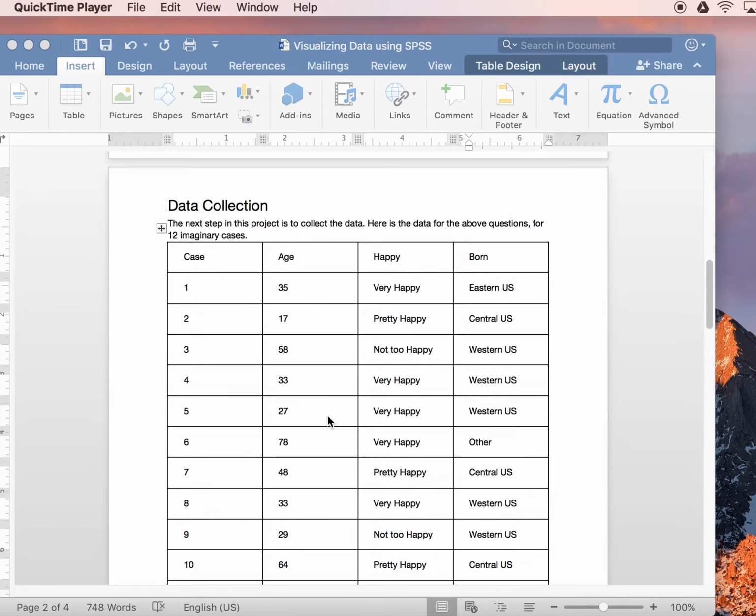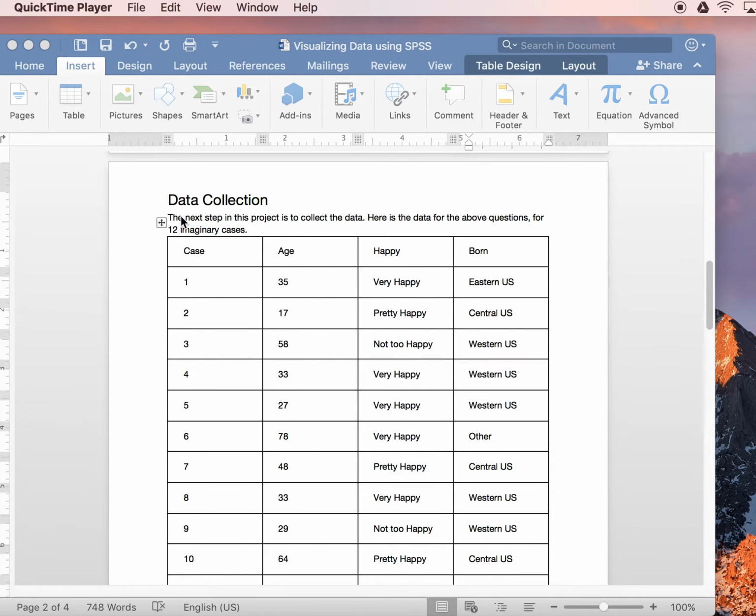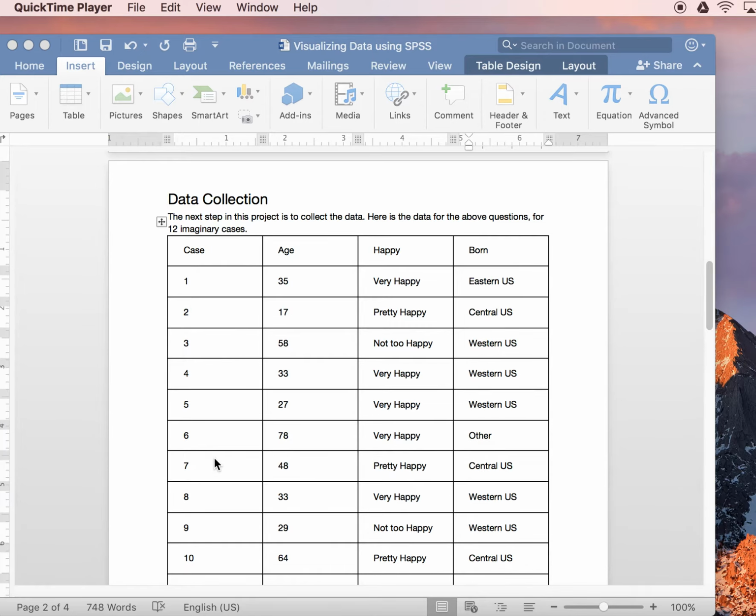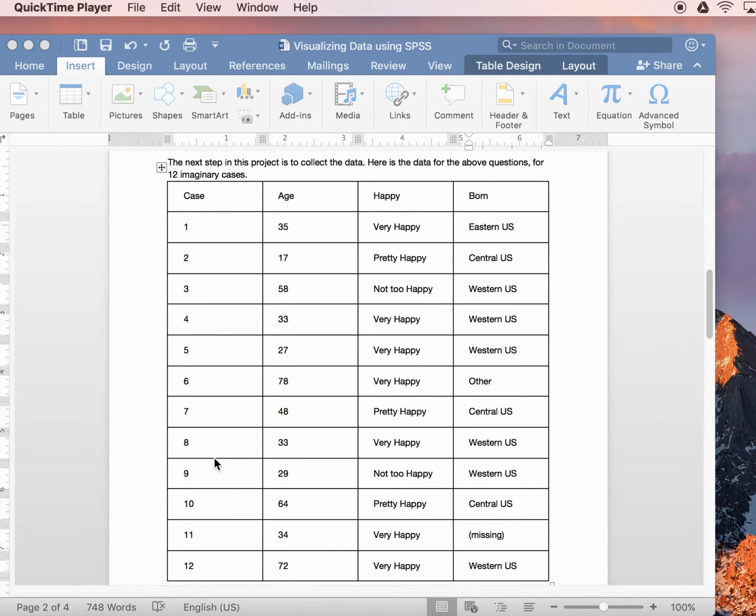And so we're going to just imagine a scenario where we have 12 imaginary people that we have collected this from, and I've just given them case numbers rather than names, so 1 through 12 here, and we asked them those questions and they answered or did not answer them, and here are their ages, here are their happy answers, very happy, pretty happy, not too happy, and then where they were born.